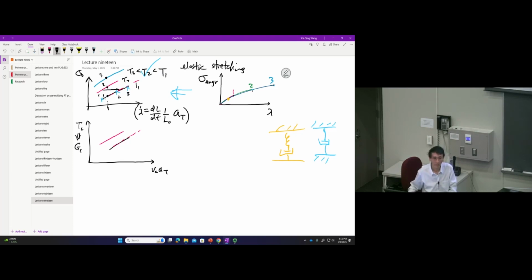Did I make it too complicated? I know it's complicated only because I'm trying to be economical. This is the same thing. So let's look at what it means for you to have been doing a WLF shift.